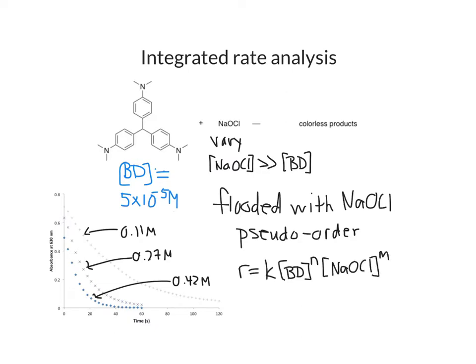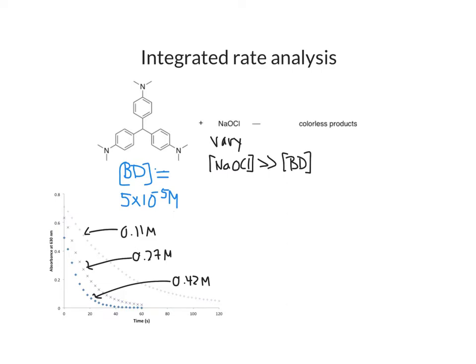But if I keep the bleach concentration constant, and k is also a constant value, I can lump these two variables together into one variable, which I'm going to call k observed. And then the rate is going to be some constant, which I'm going to call k observed, times the blue dye concentration raised to its power. And so what I've done is I've reduced my problem from a 2-variable problem to a 1-variable problem by keeping one variable constant by flooding with that particular reactant in the reaction.